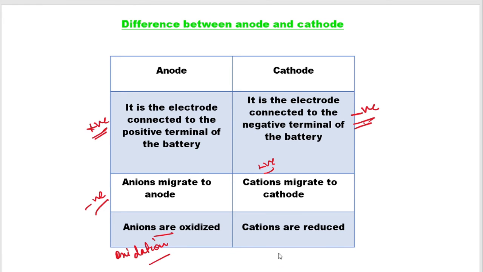Whereas at the cathode, all electrons are getting dumped. That means you are accepting electrons. So there is a gain of electrons. So reduction is occurring at the cathode. Okay, clear? These three differences are very important for your anode and cathode.